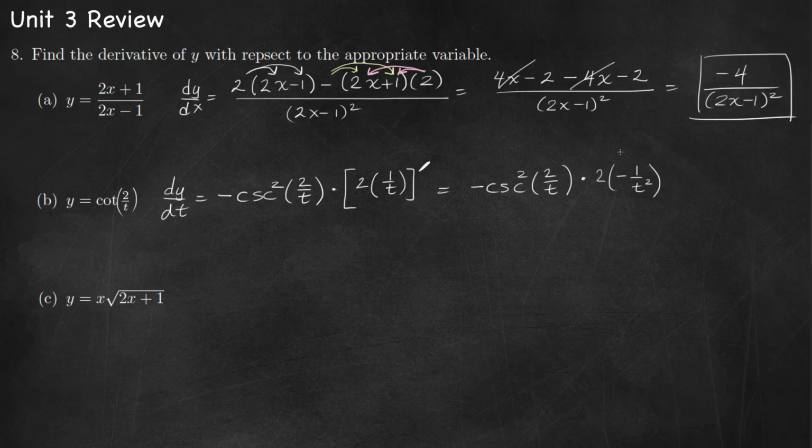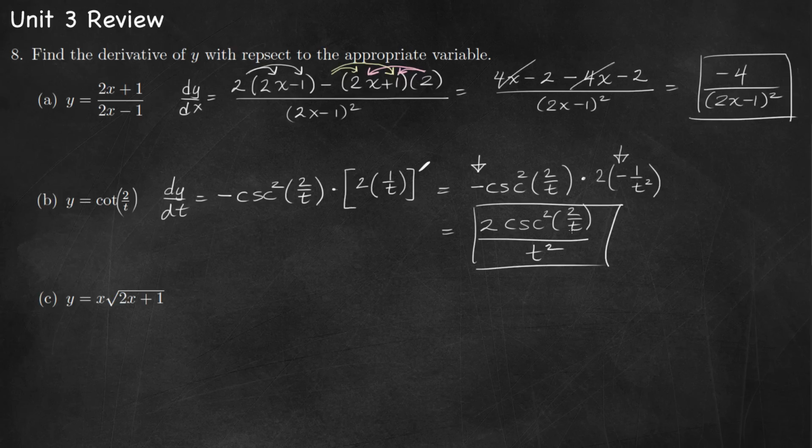So we have this negative times this negative, we'll just make it positive, and then this 2 I'm going to move in front as my coefficient. So 2 times cosecant squared of 2 over t, and then the t squared is in the denominator, so we'll keep that down there. Now notice this one, this is not a complex fraction, because this fraction, the 2 over t here, is inside of the cosecant squared. So we're not going to try and simplify this. We're going to leave this one as is.